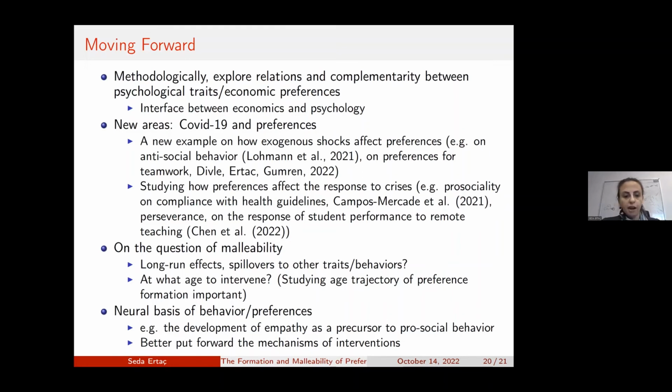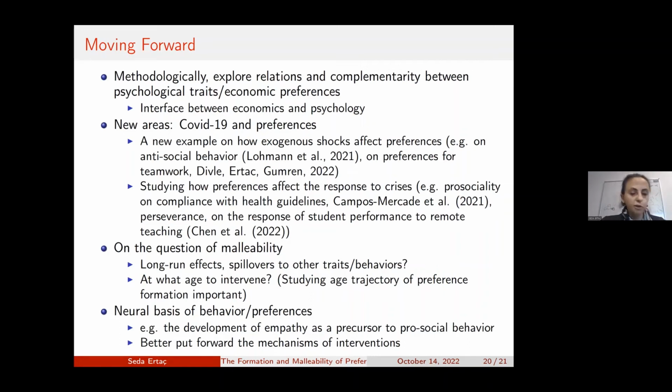Things like that. And then on the question of malleability, again, it's important to look for the long-run effects and spillovers of these interventions. A very good question is, at what age is it best to intervene? This ties into the age trajectory of preference formation, because if you know the age trajectory, then you would know when to intervene and on what preferences.